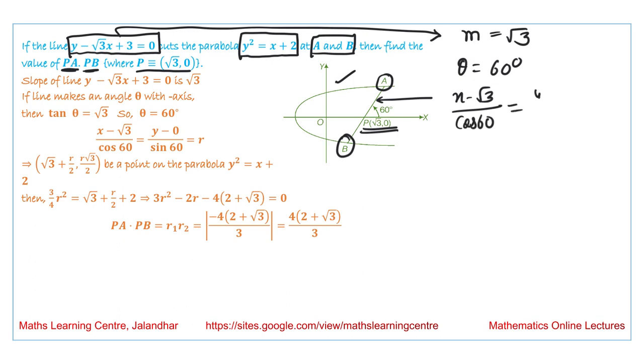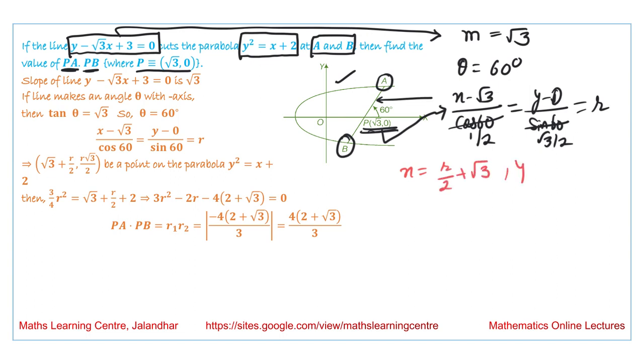Then it is equal to y minus 0, this point is root 3 and 0, divided by sin 60, and this value is equal to r. Now the value of cos 60 is 1 by 2, and the value of sin 60 is root 3 by 2. So from this equation we obtain that the value of x is equal to r by 2 plus root 3, and the value of y is equal to root 3 r by 2.